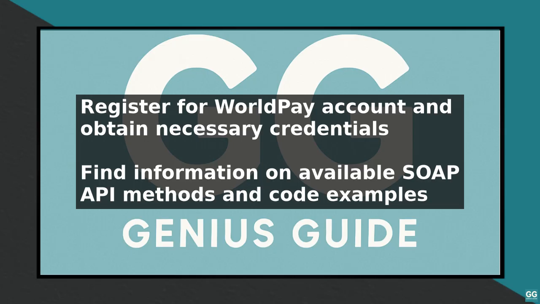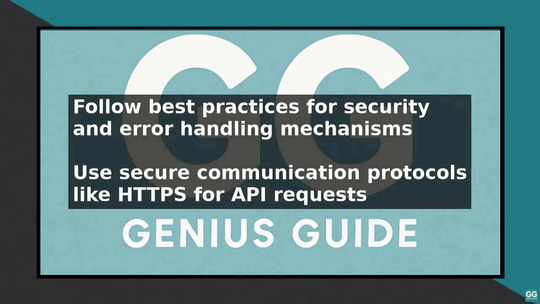To access the SOAP API, you will need to register for a WorldPay account and obtain the necessary credentials, such as a username and password or an API key. In the API documentation, you should find information on the available SOAP API methods, including payment processing, transaction queries, and refund requests. You will also find code examples in various programming languages, such as Java, C#, and PHP, to help you get started with integrating the SOAP API into your application.